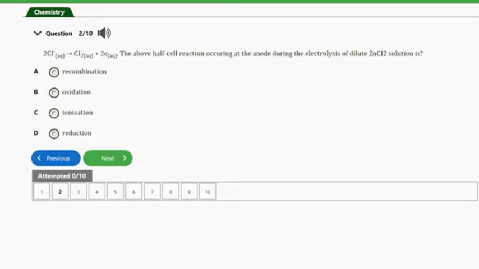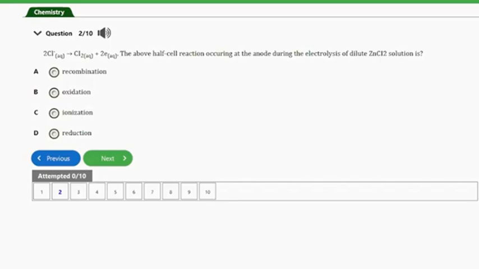That's question number 2 here. The question says, the above half cell reaction occurring at the anodes during the electrolysis of dilute zinc chloride solution is A, recombination, B, oxidation, C, ionization, D, reduction. So this is an oxidation process here. This is the process of oxidation.